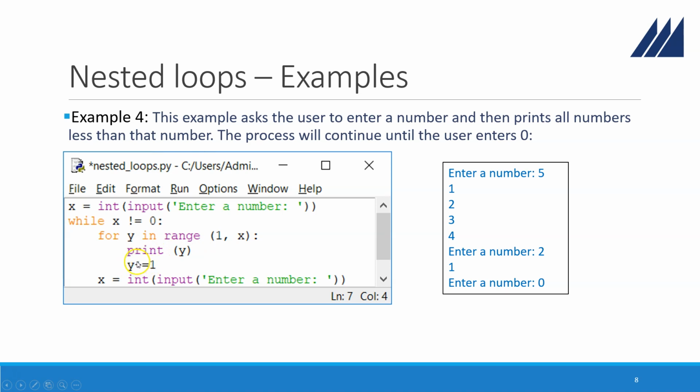Okay. And then after I finish the inner for loop, I'm going to ask the user again if the user wants to input another number. If the user wants to quit, the user can input 0 and the program is going to quit. If the user inputs another number, as you see over here in this example 2, it's going to go back again here and execute the inner loop. Okay.